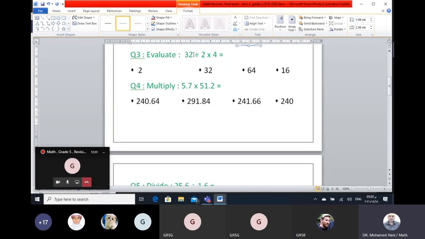of this mathematical expression. What is the answer: 2, or 32, or 64, or 16? We have here 32 divided by 2, multiplied by 4. Yalla, start.